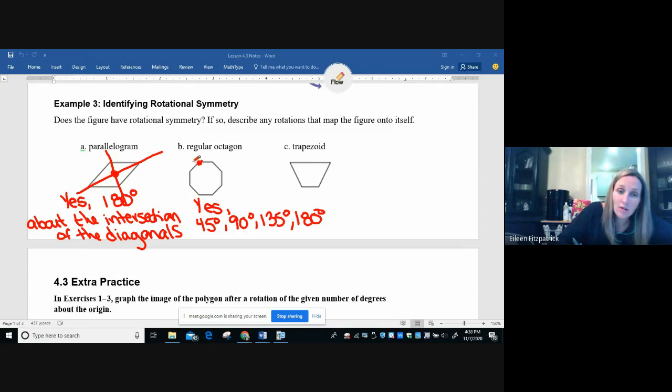All right, so if I rotate this point 45 degrees, it would map to there. If I rotate this point 90 degrees, it's going to map to there. If I rotate it 135 degrees, if I rotate this point 180 degrees, okay? So every time you turn it 45 degrees, the figure looks exactly the same, which is why it has rotational symmetry. Okay, and the last one, the trapezoid. Is there any way to turn it and make the figure still look exactly the same? Only way is if you rotate 360 degrees, which is above 180. So the answer is no, it does not have rotational symmetry.